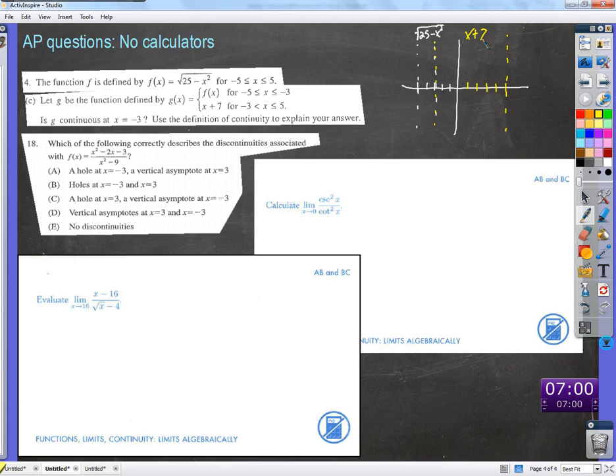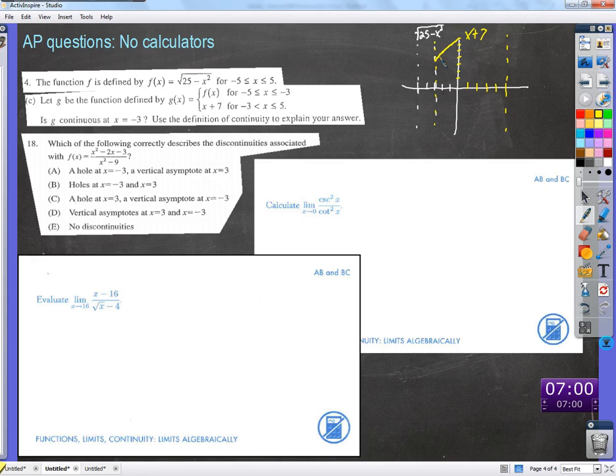X plus 7 is a pretty easy graph. It's a line. It's got a y-intercept of 7 and a slope of 1. So we go up 1, 2, 3, 4, 5, 6, 7, and we follow our slope of 1. We're going to come down 1 and over 1, down 1 and over 1, down 1 and over 1, or down 3 and over 3.